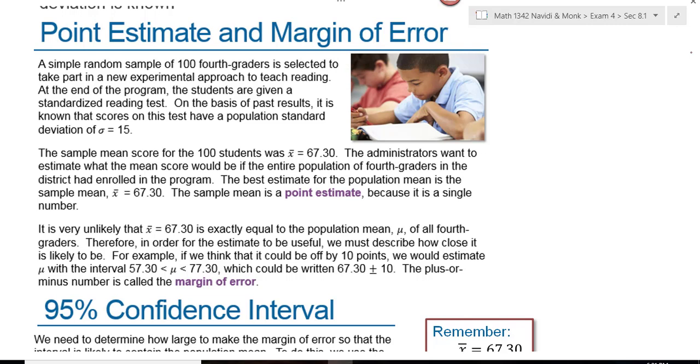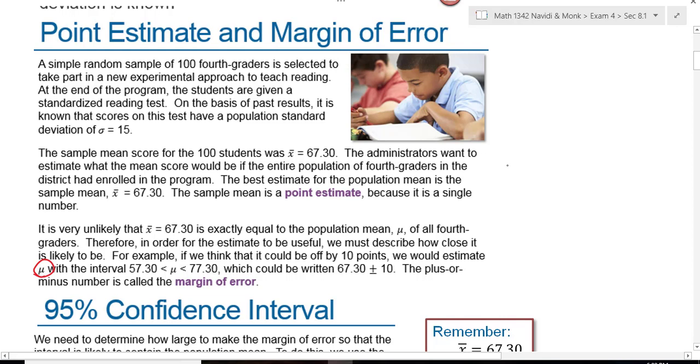The best estimate for the population mean is the sample mean. The sample mean is what we call a point estimate because it's a single number, so it's a single point. It's very unlikely that 67.3 is the exact score that the population would have if all the fourth graders took the reading test. Therefore, in order for the estimate to be useful, we must describe how close it is likely to be. For example, if we think that it could be off by 10 points, we would estimate the population mean with the interval 57.3 to 77.3, which could be written like this. This plus or minus 10 is what we call our margin of error.